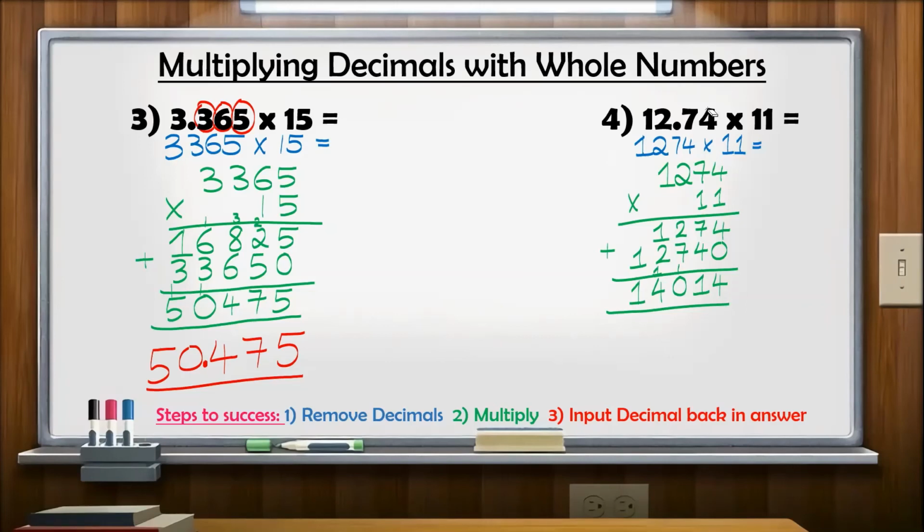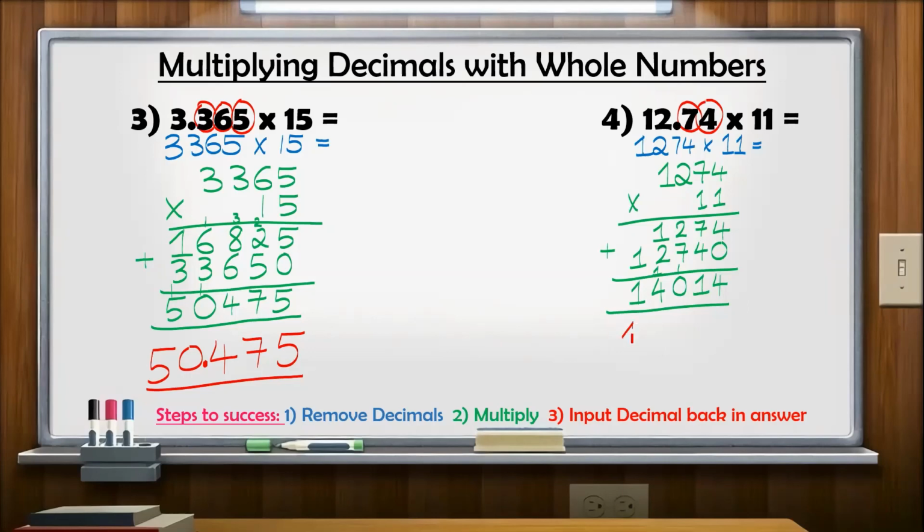Finally, step 3 instructs us to input our decimal into the correct position to get our final answer. We do this by looking at our original problem, which in this case is 12.74 times 11. And what we are looking for is how many numbers in the whole question are after a decimal point or to the right of it. We can see 2 numbers are in this question, and these are the number 7 and the number 4. So in our question, we have 2 numbers after the decimal point. So that means in our final answer, we will have 2 numbers after the decimal point.